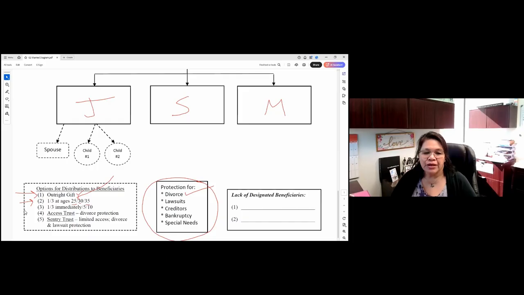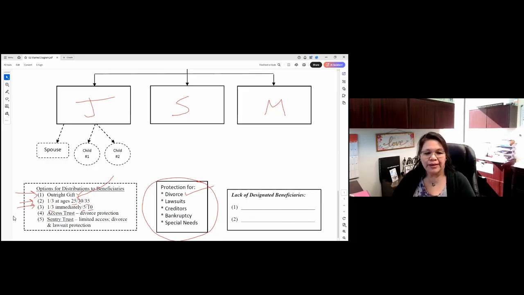Okay. Number three is time-based. It means that maybe the kids are already a little bit older, but now you just want them to get their money at the same time, not based on age. So you can say right away they get a third, but 5 years later they get another third, and then 10 years later they get the rest. Okay, so that's another option.